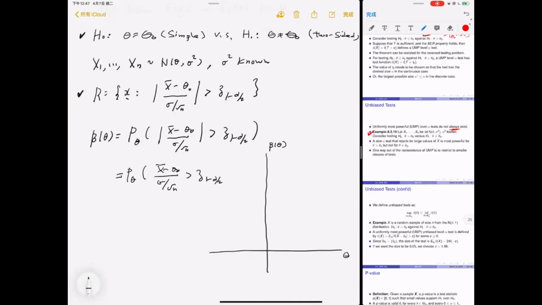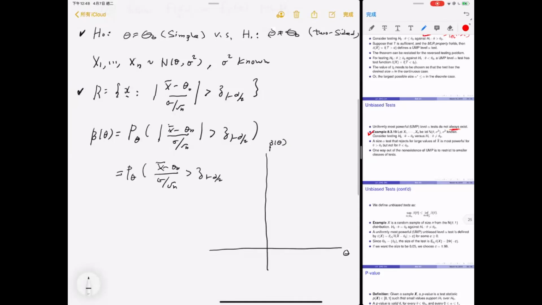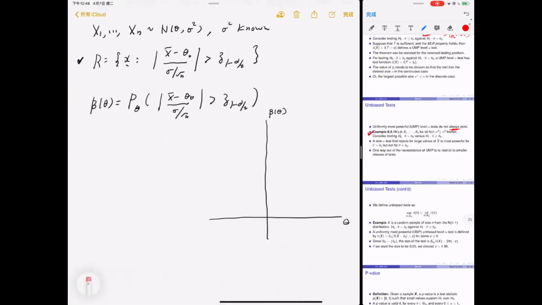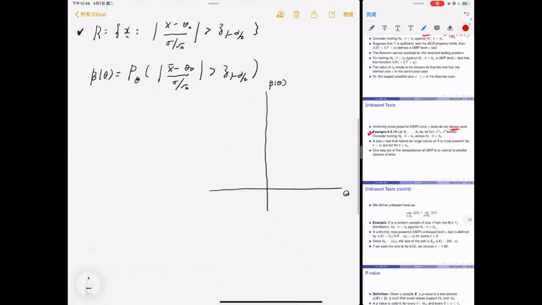Let me do one thing. I don't want to just make a mess right here. I do want to have a clear picture about my power function. How about this? Let's go on right here. So right here is what?